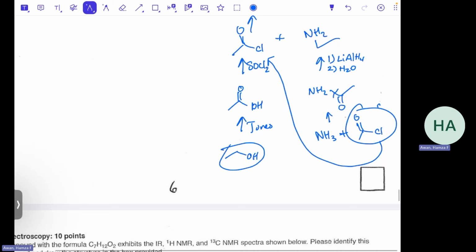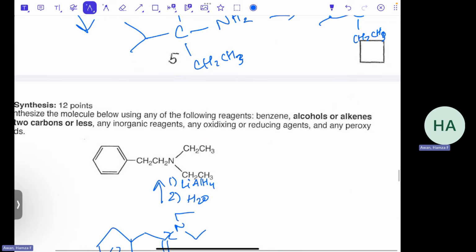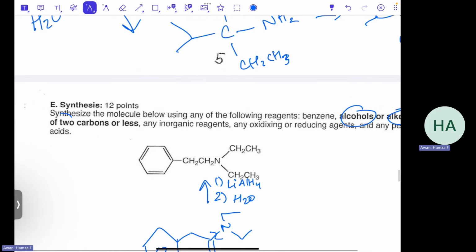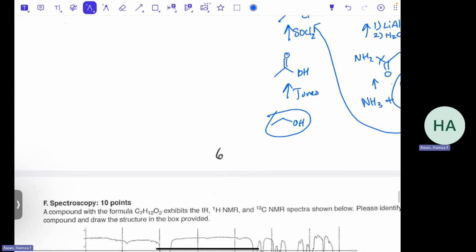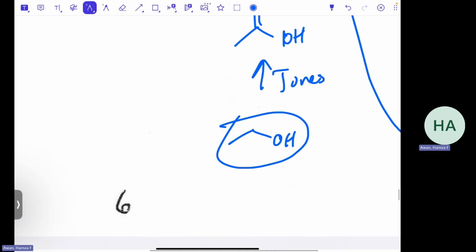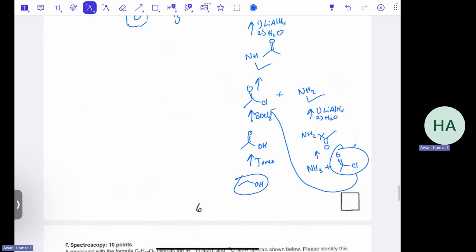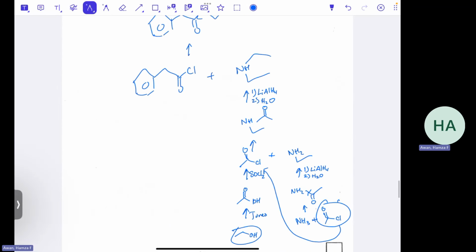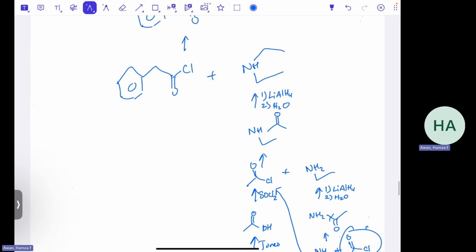And if we look at the top, we want to make it from alcohols or alkenes of 2 carbons or less. And if we look, we have 2 carbons and the alcohol. So this is a valid starting material. And so now that we've done the hard part, we can go back to the easy part. This one, again, we can use SOCl2. And this is going to create a carboxylic acid.